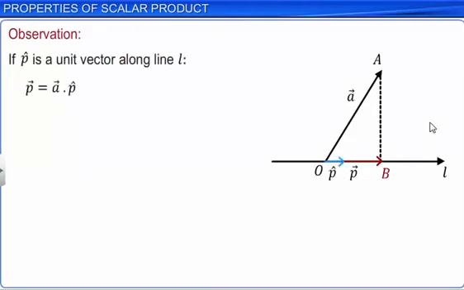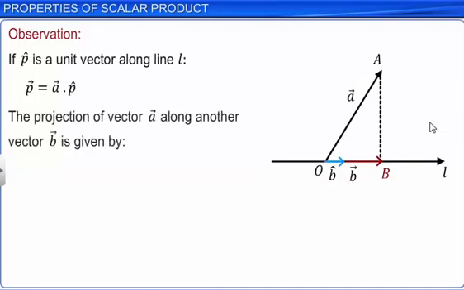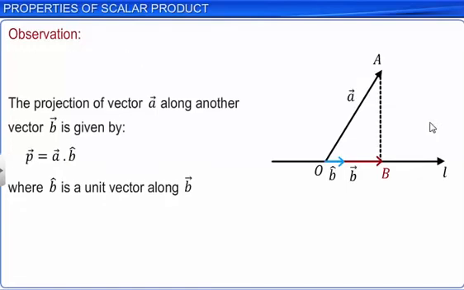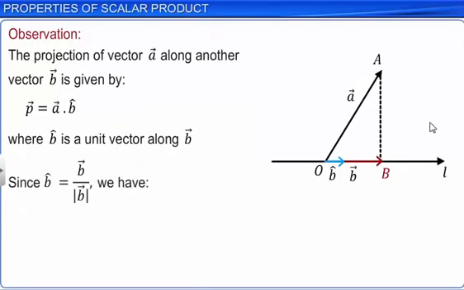Let us replace line L with another vector, B, and find the projection of vector A on vector B. The projection vector of vector A on vector B is equal to the dot product of vector A and unit vector along vector B. The projection vector of vector A along vector B is also given by the dot product of vectors A and B divided by the magnitude of vector B.